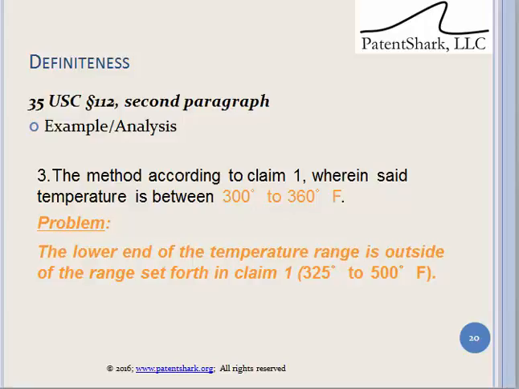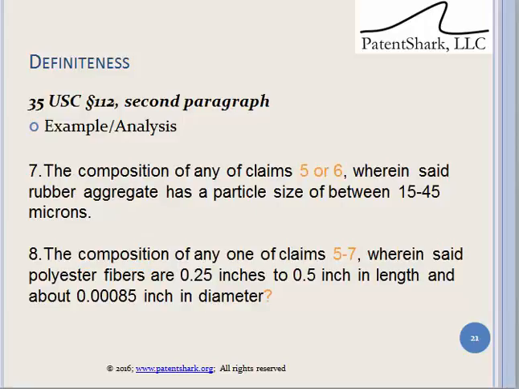Let's look at a few more dependent claim examples to get a better understanding of this. Let's say we have claims 7 and 8, which are dependent from claims 5 or 6 or 5 to 7. Claim 7 states that the composition of any of claims 5 or 6 wherein said rubber aggregate has a particle size of something. And then the composition of any of claims 5 to 7 wherein said polyester fibers are within a certain range for length and diameter.